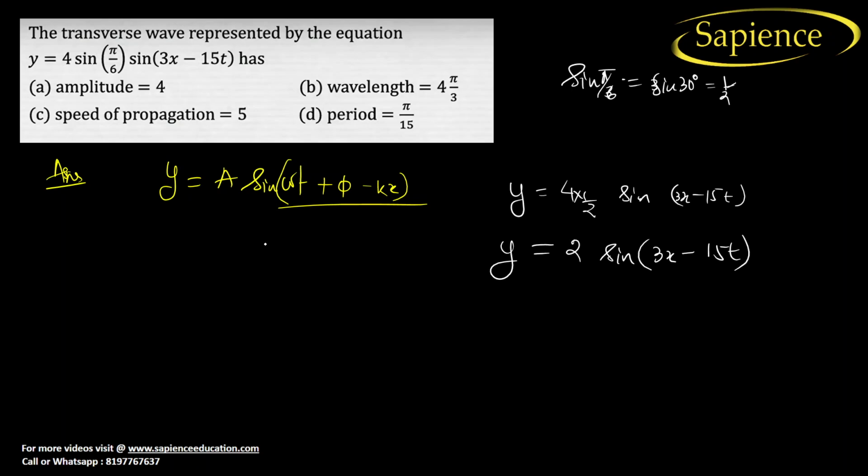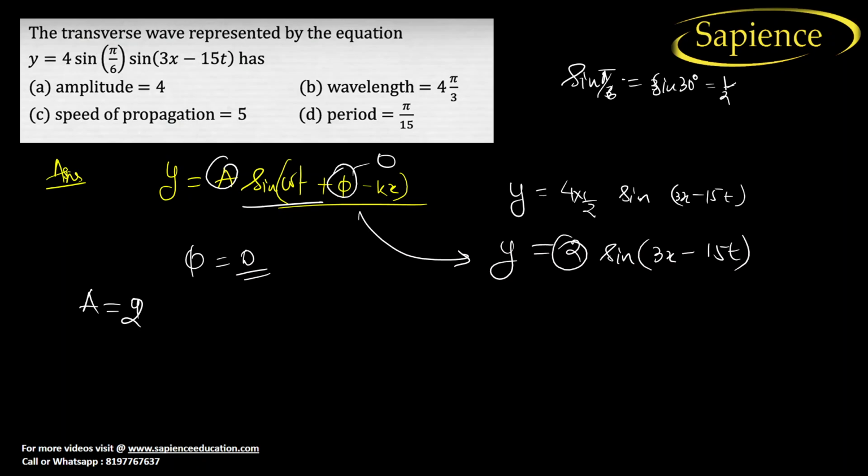Now let us compare this equation with the standard equation. Here we get that φ is equal to 0, so we don't have a φ value. Now let us consider the amplitude. Amplitude a is equal to 2, but the option says amplitude is equal to 4. So I hope you have understood that this option is incorrect, because the amplitude is only equal to 2.